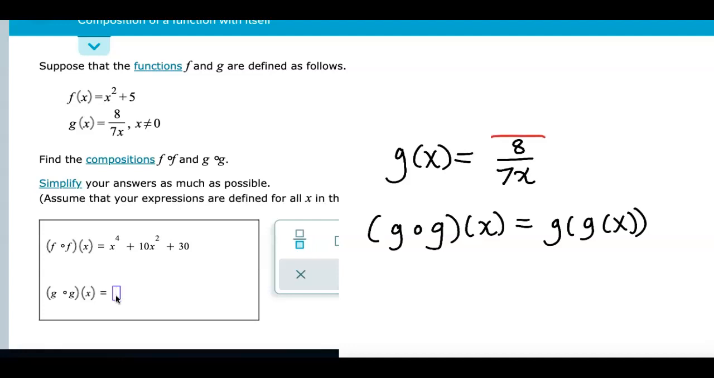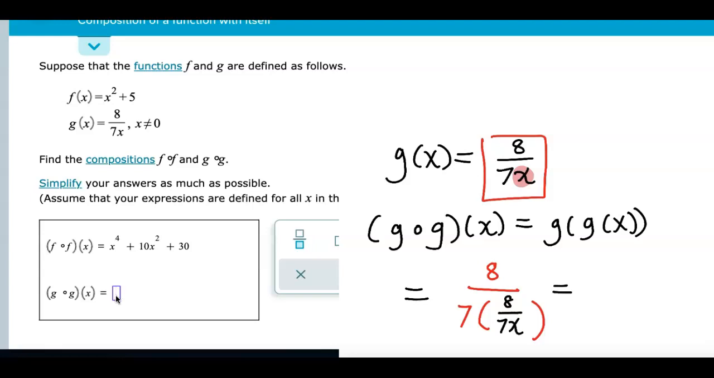Okay. I will go ahead and write down that big function, which is 8 over 7. And wherever you see x, go ahead and put parenthesis. Wherever you see x, you want to put parenthesis, because we're about to plug in something in there. What are we plugging in here? The whole thing that's in this box. So we're going to just put the whole box in here. 8 over 7x. And then we need to simplify this.